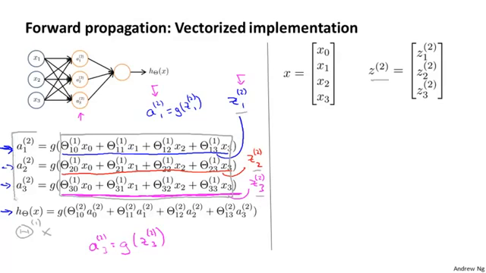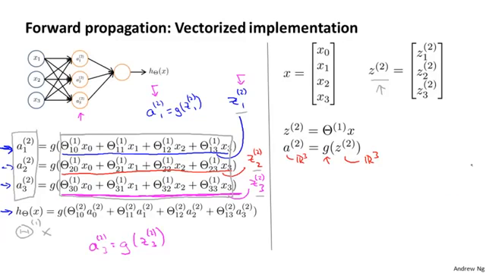We can now vectorize the computation of a_1^(2), a_2^(2), a_3^(2) as follows. We can just write this in 2 steps. We can compute z(2) as Theta1 times x, and that would give us this vector z(2). And then a(2) is g of z(2). Just to be clear, z(2) here is a 3-dimensional vector, and a(2) is also a 3-dimensional vector, and thus this activation g applies the sigmoid function element-wise to each of z(2)'s elements.